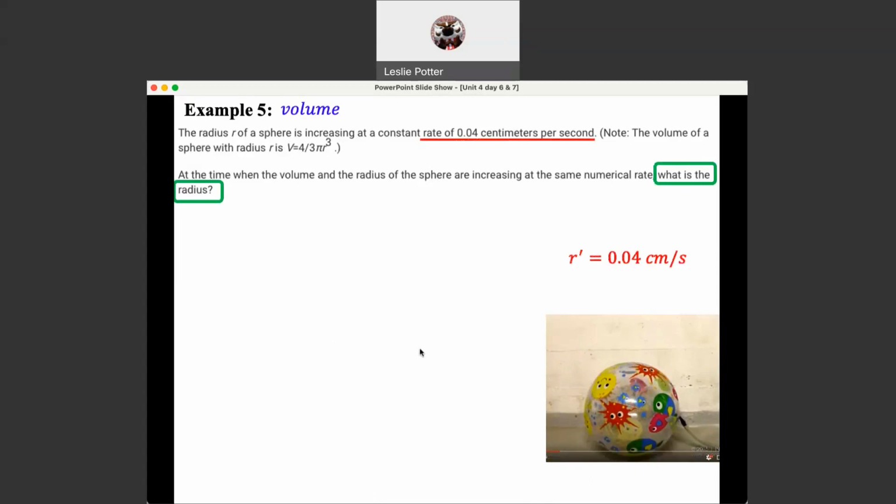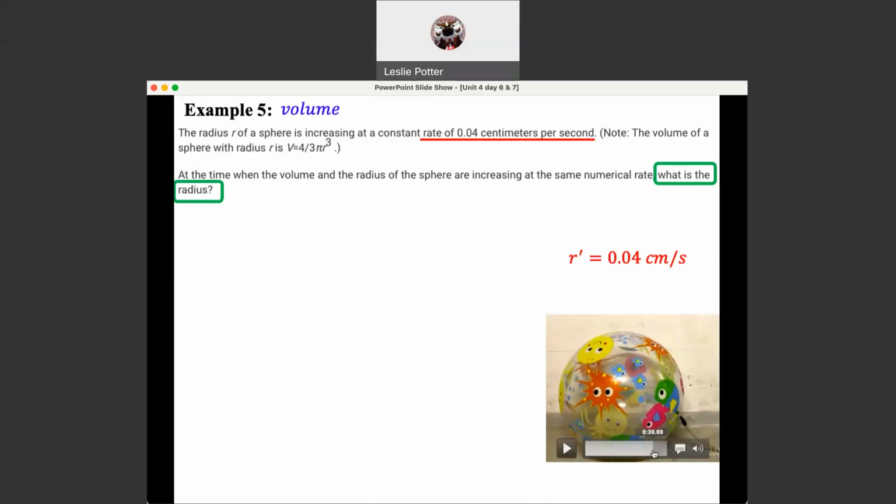our radius is, leave it right there. There we go, increasing radius. So we have this information here. Our rate is 0.04 centimeters per second. Okay, so we know that's r prime. It's a rate. It tells us it's a rate. Even if it didn't tell us it's a rate, the unit centimeters per second would be an indicator that that's a derivative. That's a rate of change.